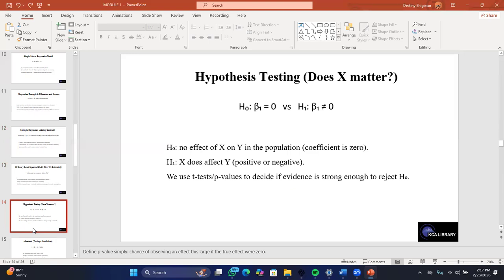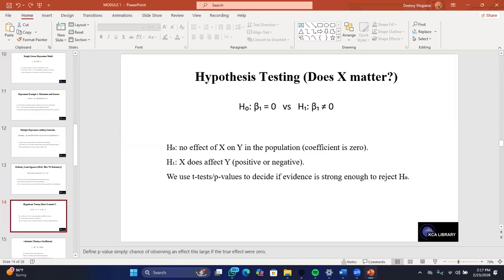Does X matter? H0: no effect of X on Y in the population. The coefficient is 0. H0 is called the null hypothesis. H1 is called the alternate hypothesis. That means X does affect Y. That's H1, the alternate. H0 is the null: there's no effect of X on Y.